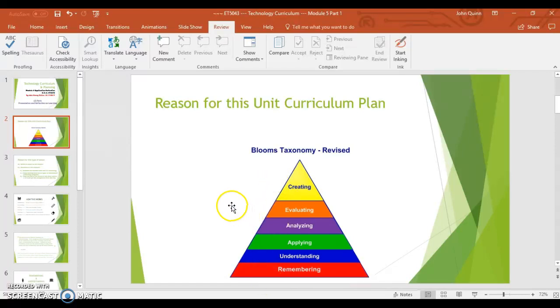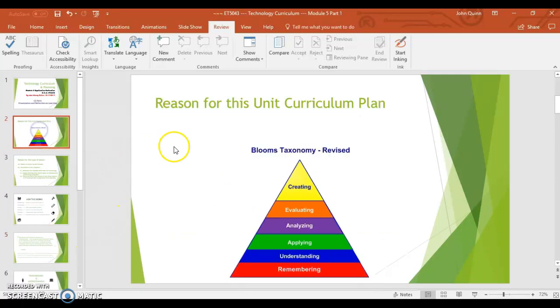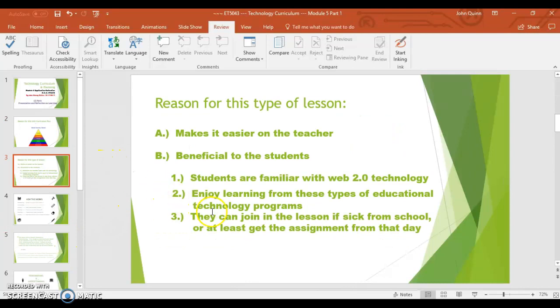Basically, what you want to do in your lesson plan is structure it so that you hit on all these at first, until they get a little better. Then you can do the higher level thinking skills. So what I did was take this to my lesson.